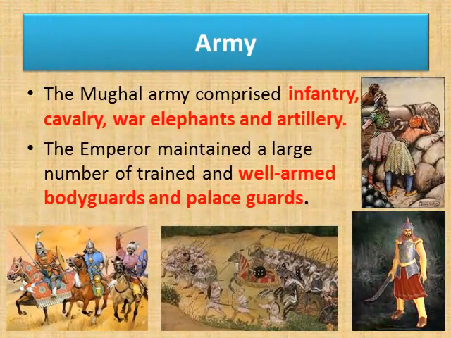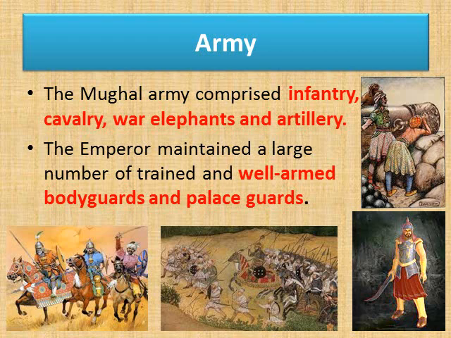Dear children, it is time for us to learn more details about the Mughal army. The Mughal army was well organized and reached its zenith during the rule of Akbar. Cavalry was the main arm as it provided greater mobility.